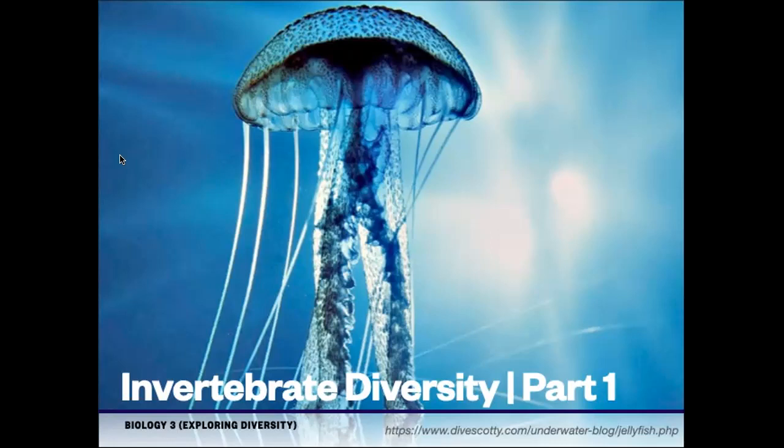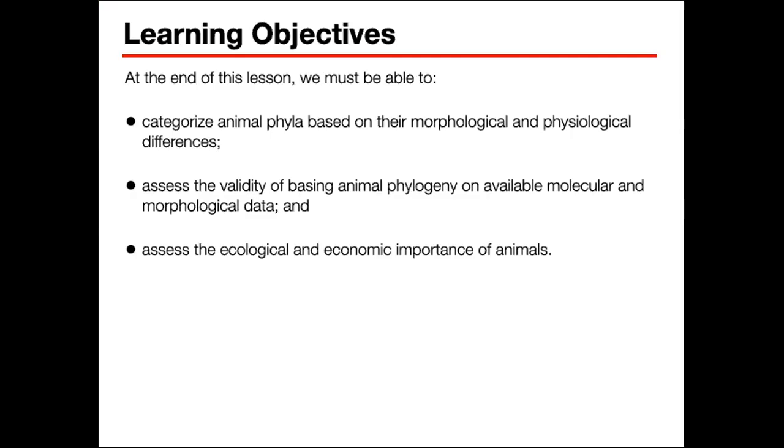Okay? So for this lesson, we talked about invertebrates, and basically we have to accomplish three learning objectives. First is to categorize animal phyla based on their morphological and physiological differences, assess the validity of basing animal phylogeny on both molecular and morphological data, and assess the importance of animals.